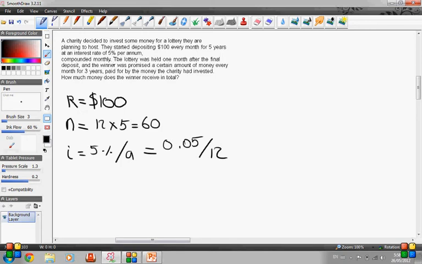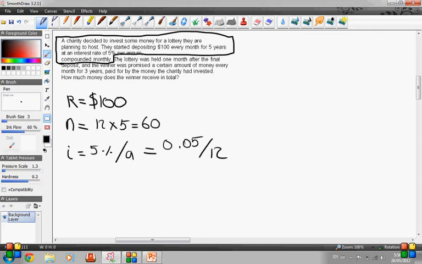Right now, this part of the question is all we're going to look at, because this will give us the information needed for the second part of the question. And as most of you have probably realized by now, this part of the question is talking about the amount of an ordinary annuity, while the second part that we haven't looked at yet is talking about the present value of an ordinary annuity, but we'll get to that later.